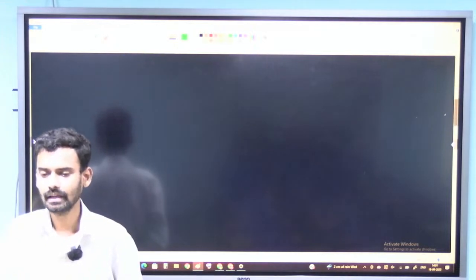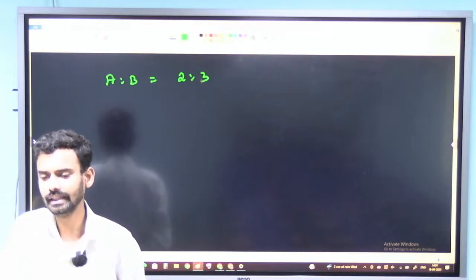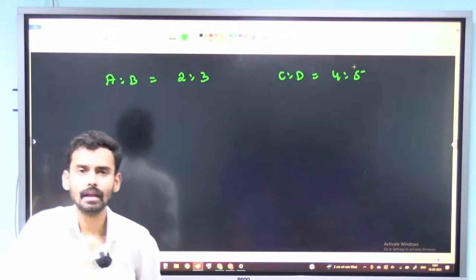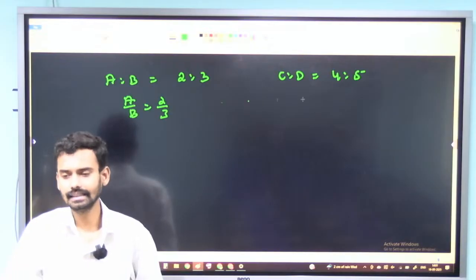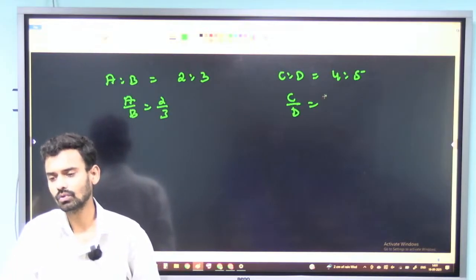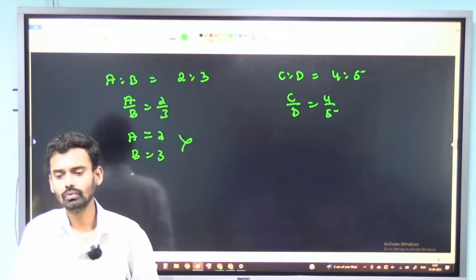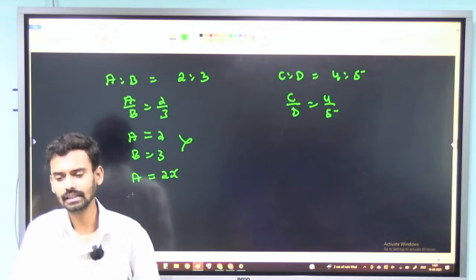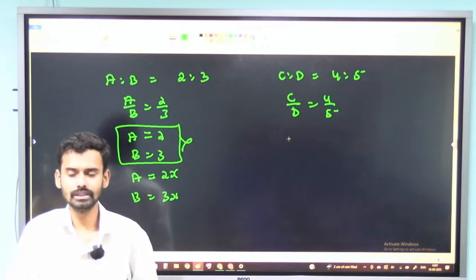Third point, if I consider A is to B is equal to 2 is to 3 and C is to D is equal to 4 is to 5. Now I can say A by B is equal to 2 by 3. Similarly, C by D is equal to 4 by 5. This is also correct. Now I cannot write A is equal to 2 and B is equal to 3. This is wrong. What we need to do is consider a common variable, that is A is equal to 2x and B is equal to 3x. We should not directly take A is equal to 2 and B is equal to 3.